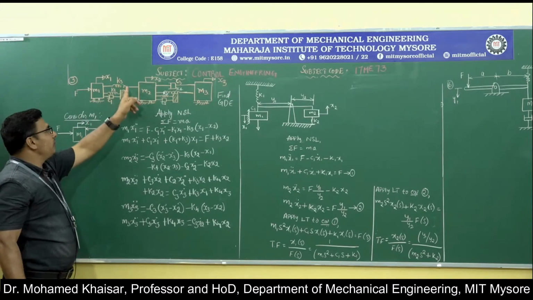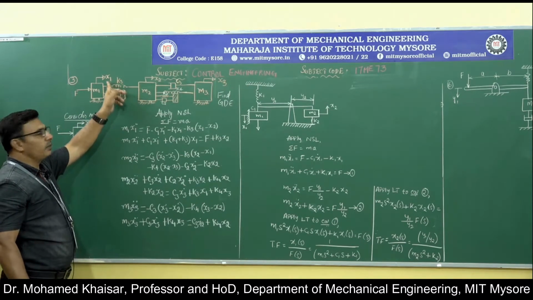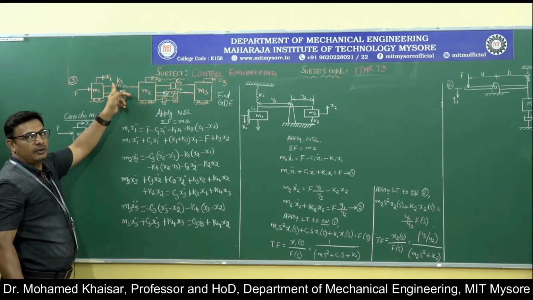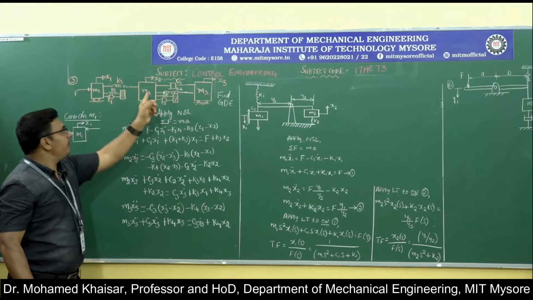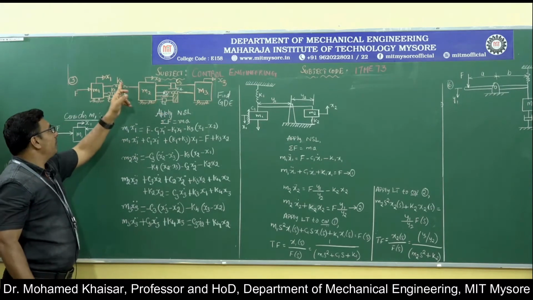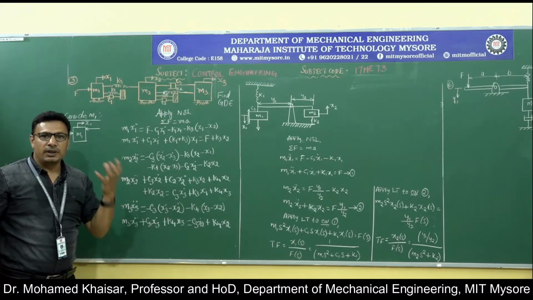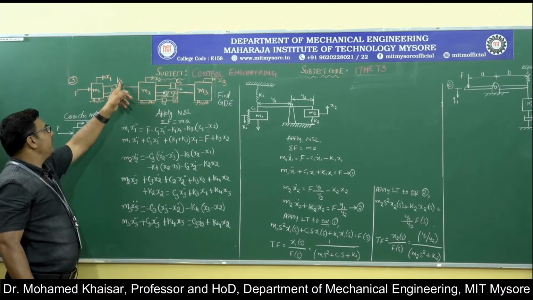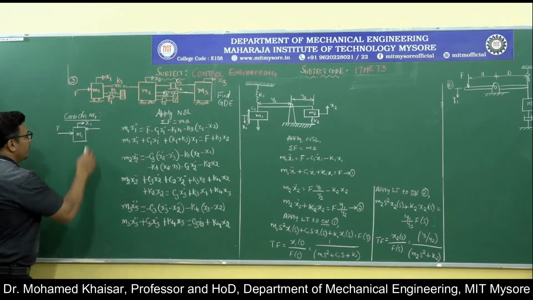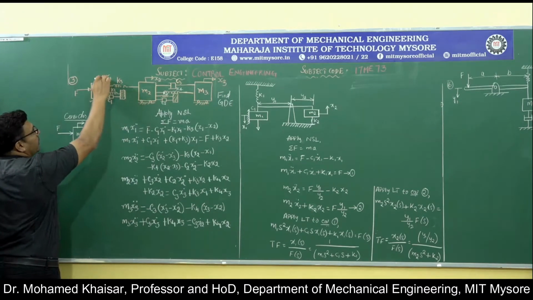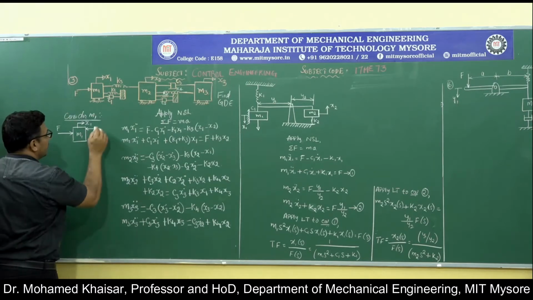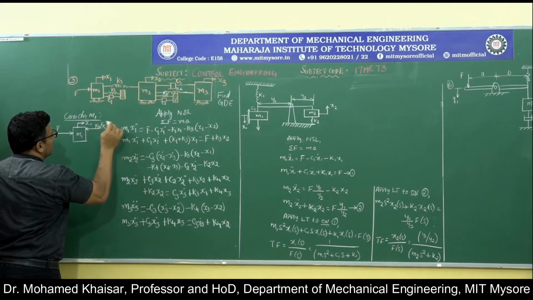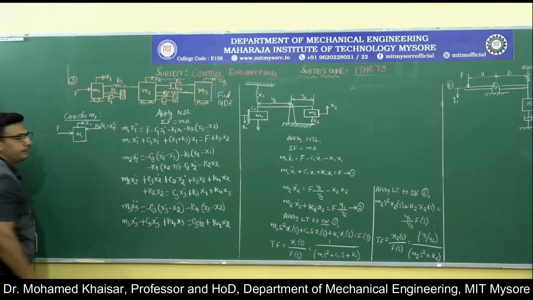Because actually it tries to offer the resisting force of K3 into x1, but as soon as it tries to offer the resisting force of K3 into x1, it will be pulled back by the mass m2 by a force of K3 into x2. Therefore, the effective force offered by this particular spring will be K3 into (x1 minus x2), and it will be in the direction opposite to the direction of displacement. Therefore, it will be K3 into (x1 minus x2).